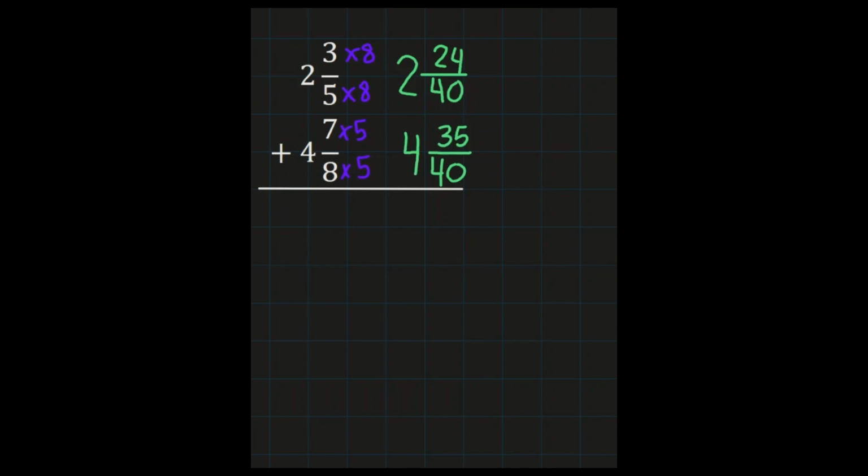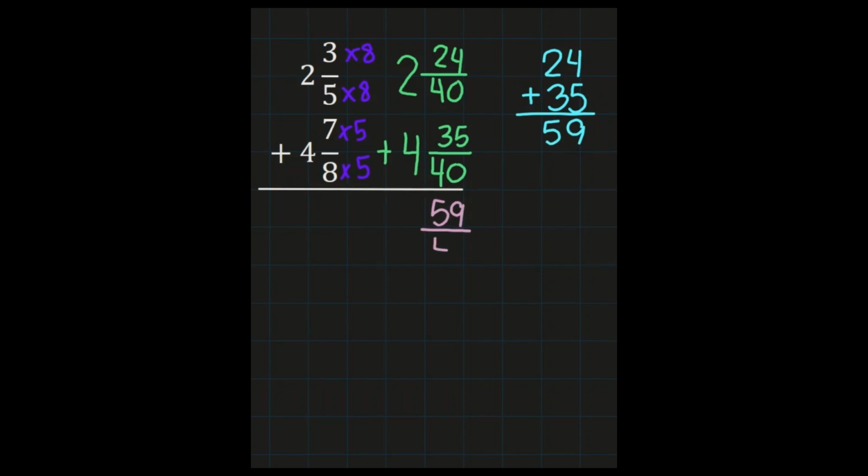If I keep my fractions and my whole numbers lined up, I can start on the right with 24 plus 35, adding my numerators because they have a common denominator. If you need to go out to the side to be able to add your numerators so you can see exactly what you have and get those ones and tens places lined up, do that. 24 plus 35 is 59. So I have a numerator of 59 and my denominator is going to remain 40.